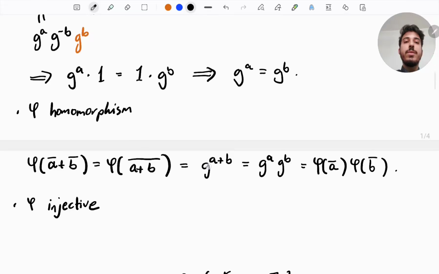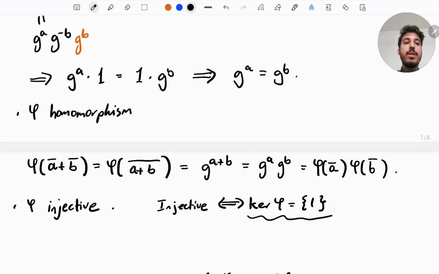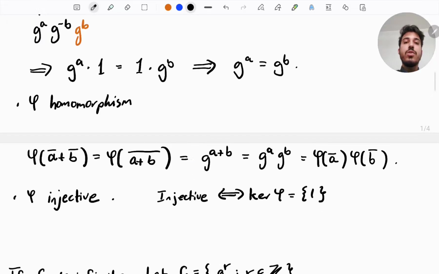So if phi is injective, we want to use a property we've seen before where injective is in double implication with the kernel of phi being equal just to the identity. So we want to show that the kernel is just the identity. So phi of a is equal to the identity if and only if g to the a is equal to the identity, because that is just the definition of phi, isn't it?